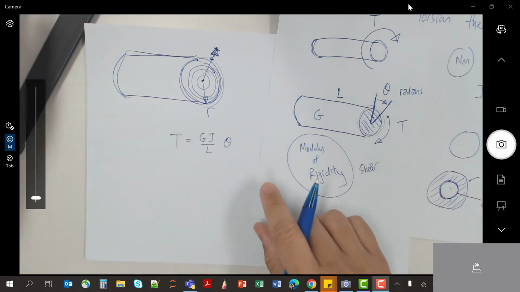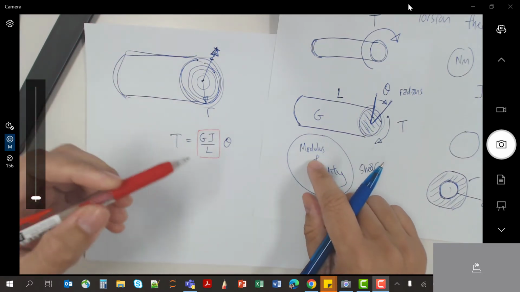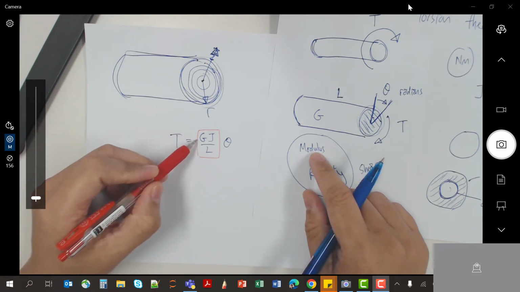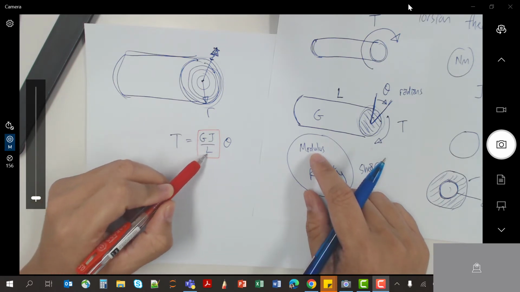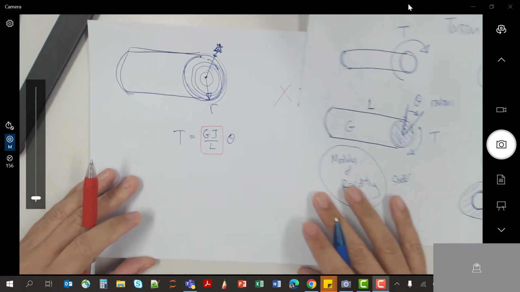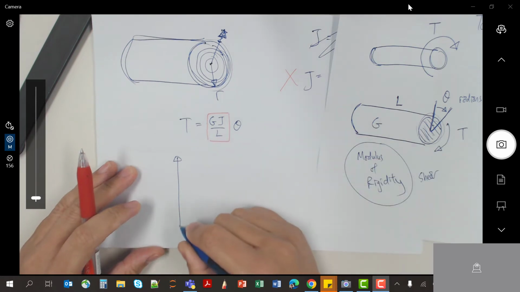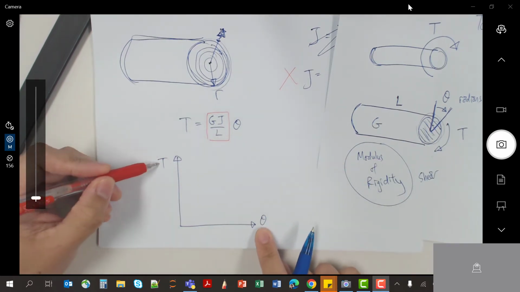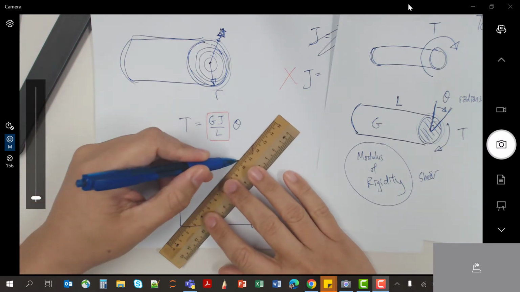And this one, GJ over L, you can see it depends on how easy it is to twist. It depends on the material, the shape of the circle, and the length of the shaft. If you put it in graph form, if I plot torque against angle, you are going to get this straight line.